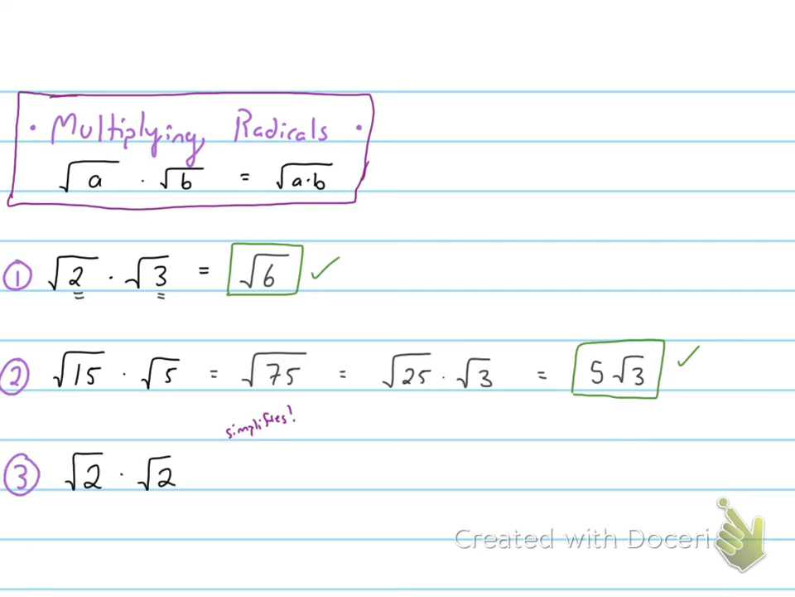Last problem we're going to talk about, what if I did square root of 2 times square root of 2? This is just to show how the square roots undo each other. 2 times 2 is 4. The square root of 4 is 2.